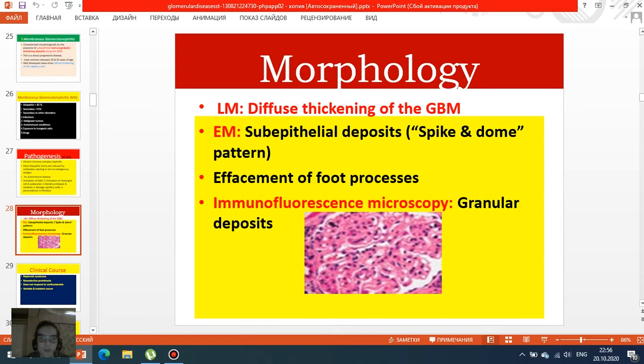Morphology of membranous glomerulonephritis, as you can see in this picture by microscopy: diffuse thickening of the basal membrane, subepithelial deposits, spike and dome pattern, effacement of foot processes, and on immunofluorescence microscopy, granular deposits.